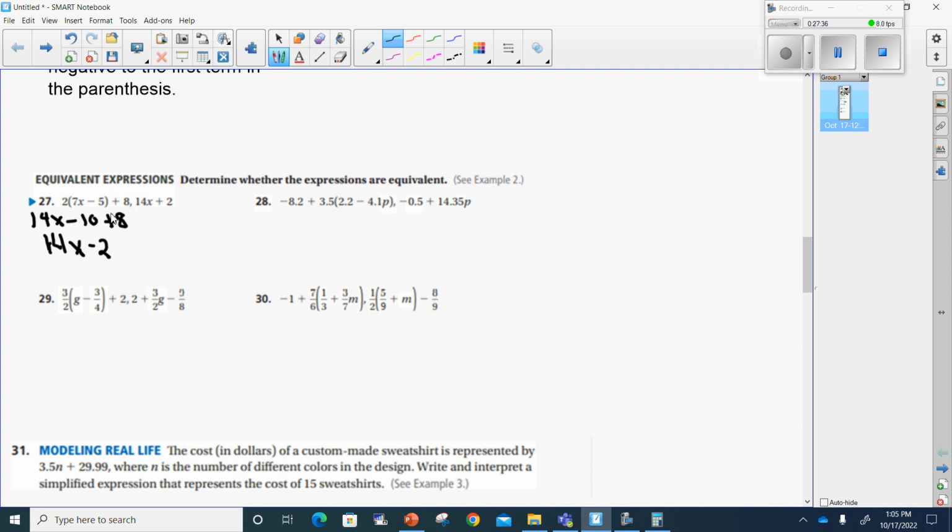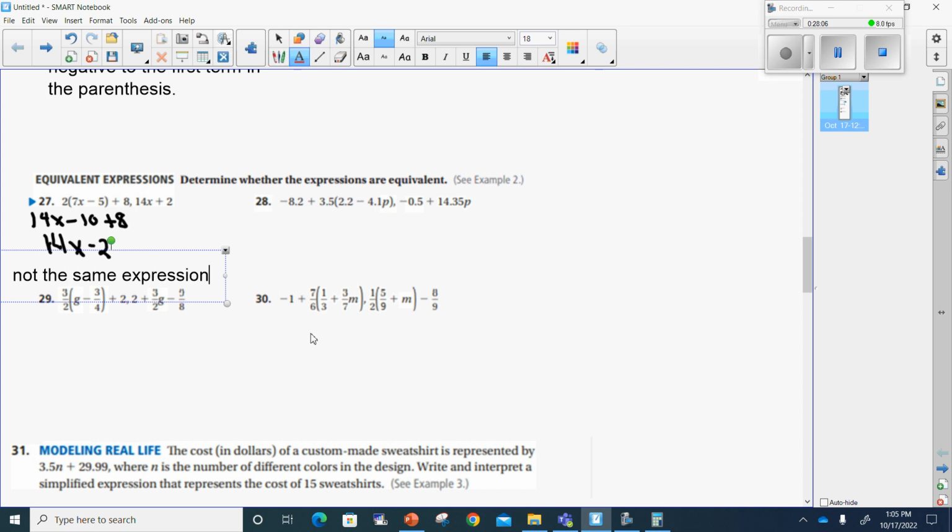And let me make sure that we got this right here. 2 times 7x is 14x. 2 times negative 5 is negative 10. And then we add 8. Negative 10 and 8 make negative 2. And, yep, this is not the same expression. So, no, not the same expression.